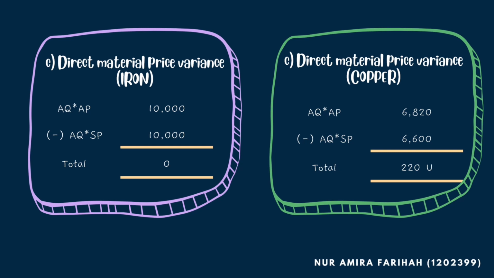First of all, we multiply the actual quantity of copper, 2,200, with the actual price of 3 ringgit and 10 sen. So the total we get is 6,820. Then minus the actual quantity, 2,200, multiplied by the standard price, 3 ringgit, with the total 6,600. 6,820 minus 6,600, we get 220. So that's how we get the unfavorable amount for copper.